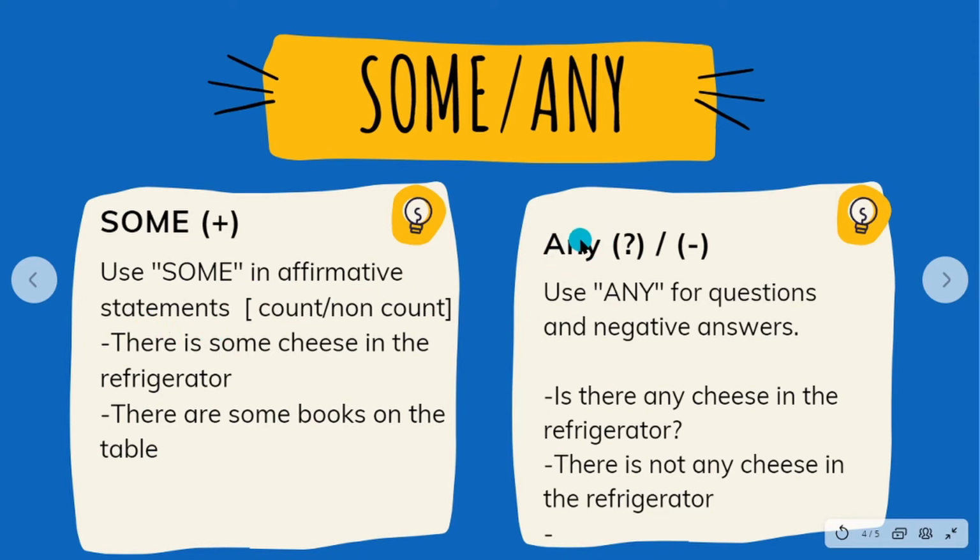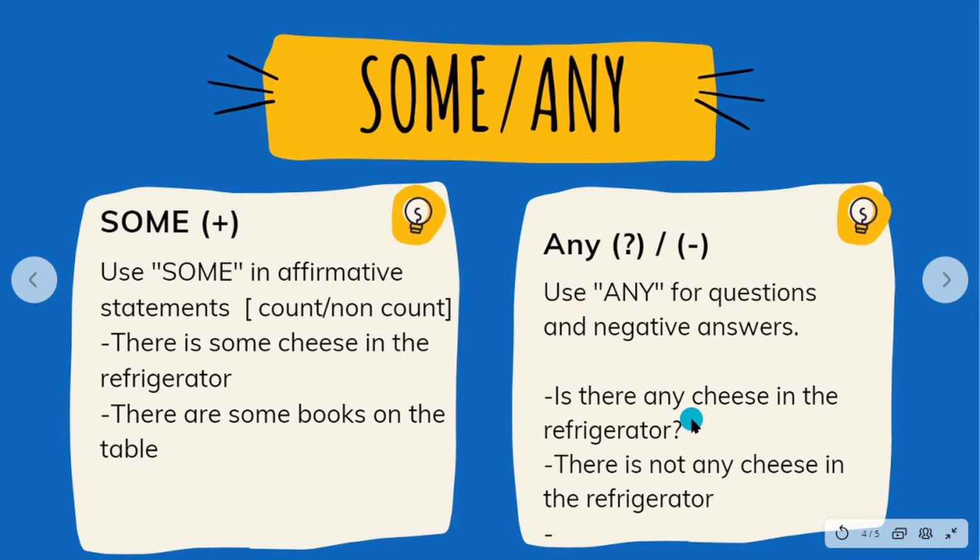Let's move to any. As you can see in my illustration, we use any with questions and negative answers. If there is a question and the answer is affirmative, I will use some. However, if the answer is negative, then I will be using any. Example: is there any cheese in the refrigerator? There is not any cheese in the refrigerator, or there isn't any cheese in the refrigerator. This answer is negative, so I use any. Because this is a question, I use any.